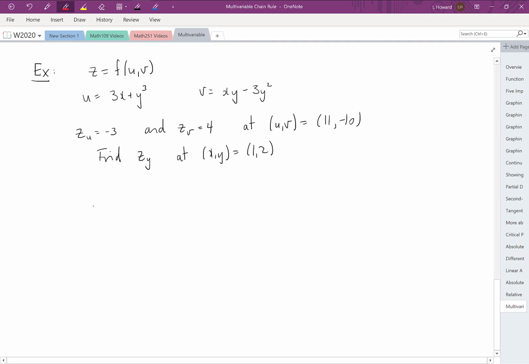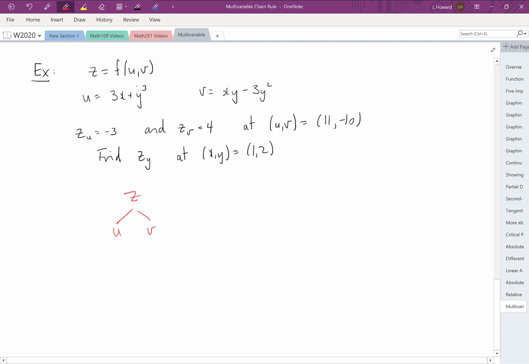So here's a numerical example of the multivariable chain rule. I would suggest as we start to read through this problem that we start to draw a diagram, because we know from our previous examples that a diagram is really helpful in setting up these chain rule calculations. Initially we're told that z is a function of u and v. So that means z depends on u and v.